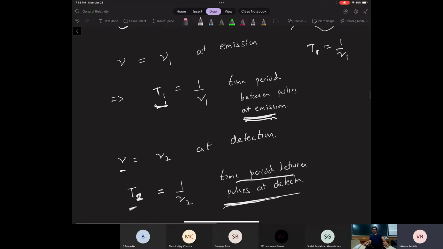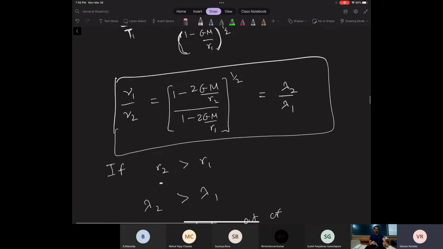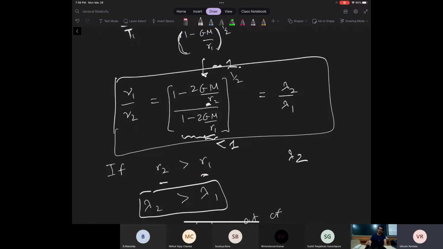Now let's take the limit that r2 is much greater than r1. So r2 is, let's say, deep space, and r1 is deep in the potential. This factor is smaller than 1. This factor is closer to 1. And so lambda 2 by lambda 1 is greater than 1, or lambda 2 is greater than lambda 1.